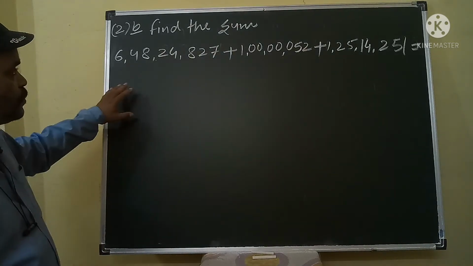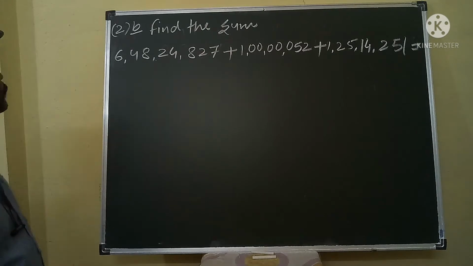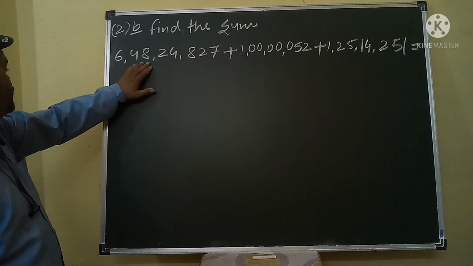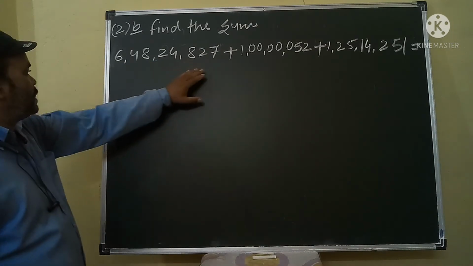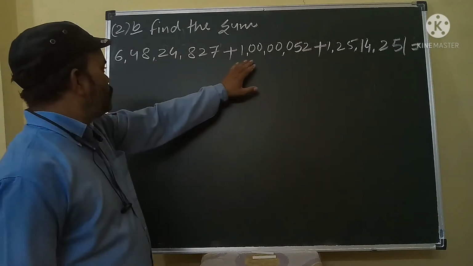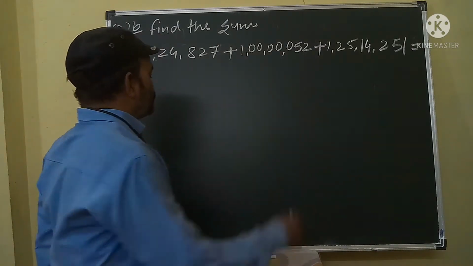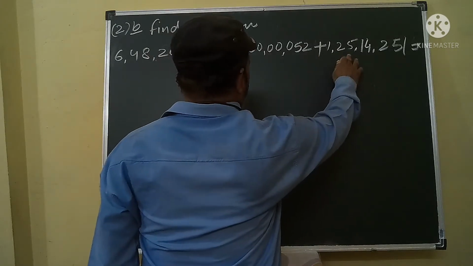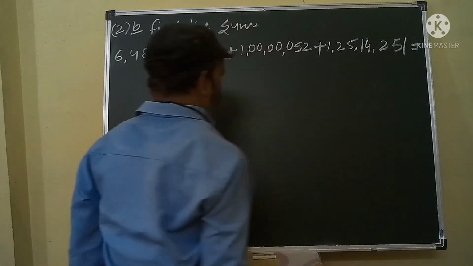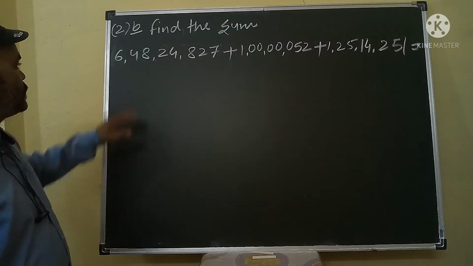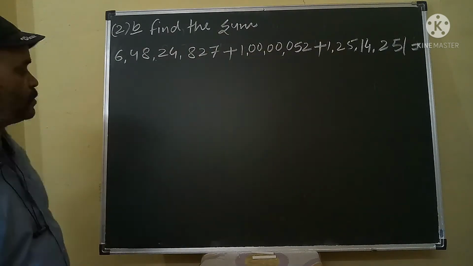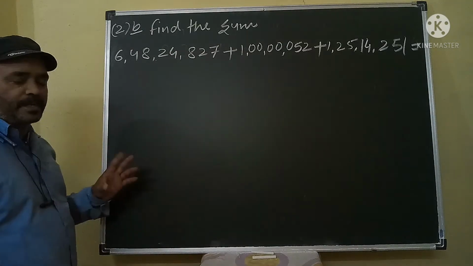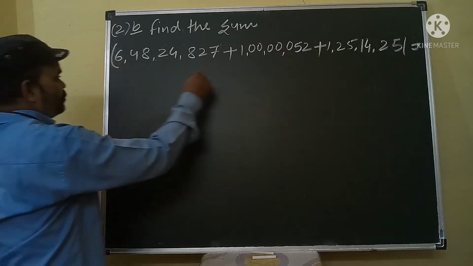Now your second question is find the sum. We will apply the same procedure. This is 6 crores 48 lakh 24,827, 1 crores 52, and your third number is 1 crores 25 lakh 14,251. What is the sum of three numbers? So what will you do? We will apply the same procedure. First we will make the bracket. This is the bracket terms.